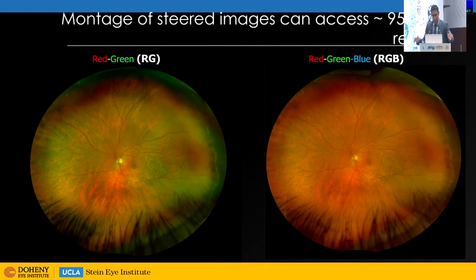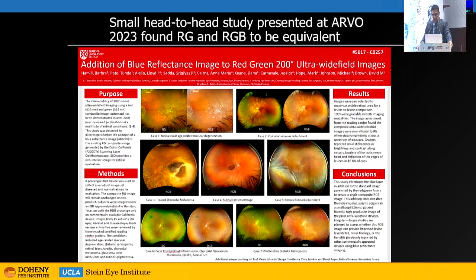And again, of course, with a single snap with an OPTOS, you can cover a large proportion of the retina, but you can augment this further even with steering, where now you can consistently get over 90% of the retina and actually visualize the ora serrata in more than one quadrant. There have been some small studies already that have started to compare the red-green versus the red-green-blue image and have shown equivalence.